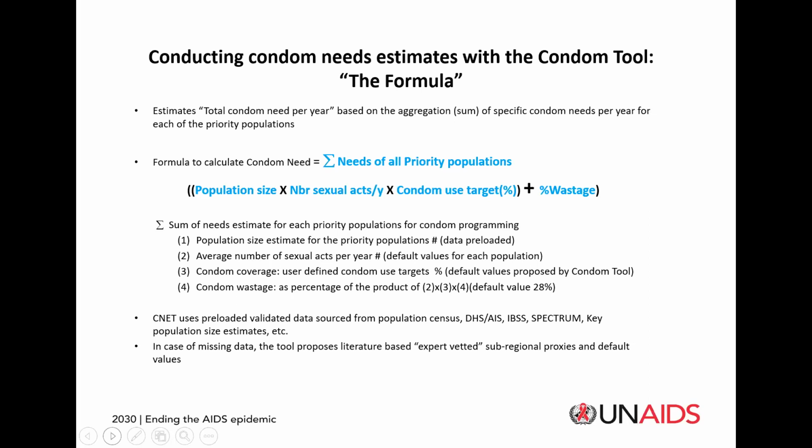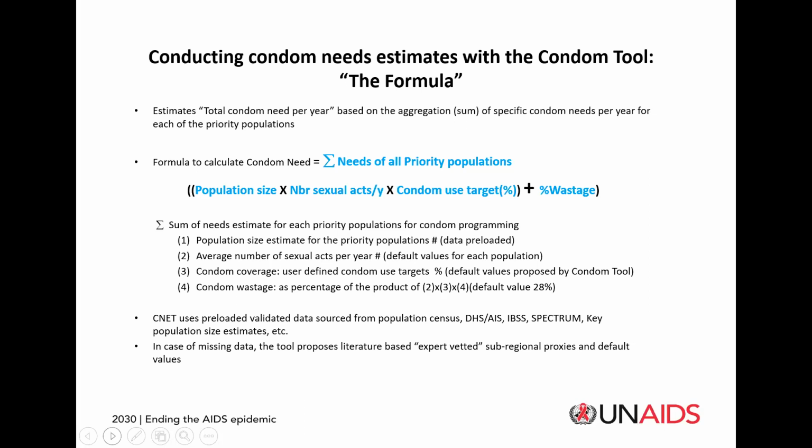When all that is added up, it gives you the total need of condoms in that population for a given year, to which we add a certain amount, a proportion of what we call wastage. Basically, we know that in condom programming, not all condoms end up being used. So you need to include the wastage.